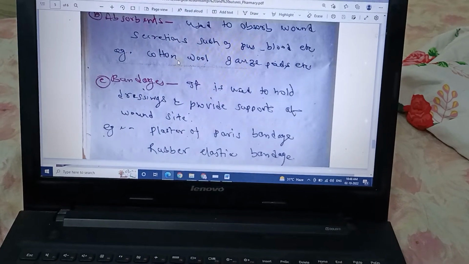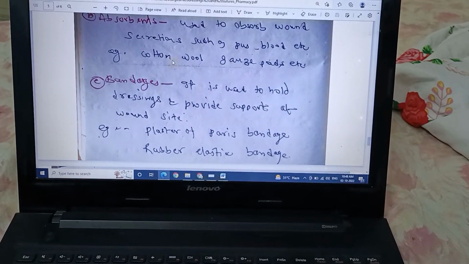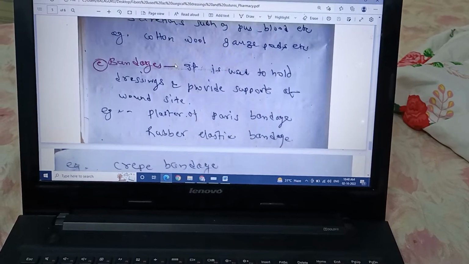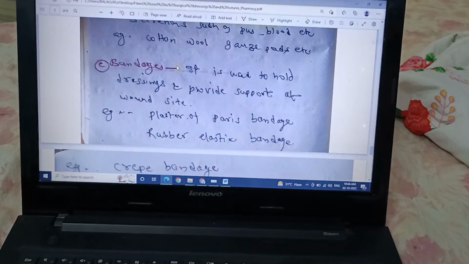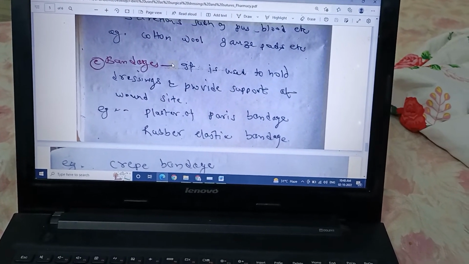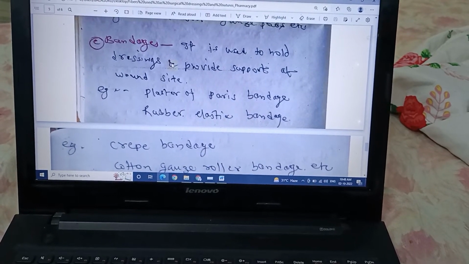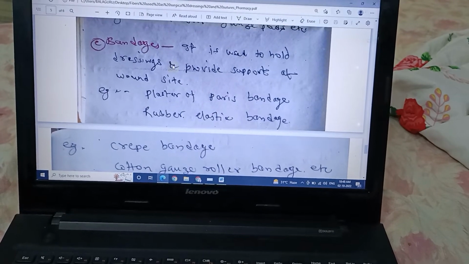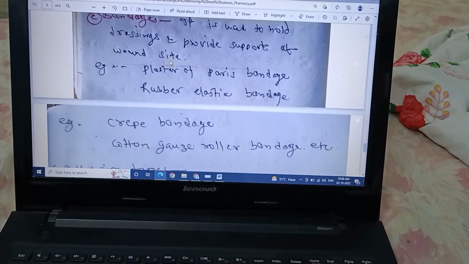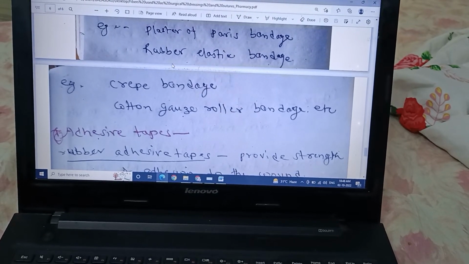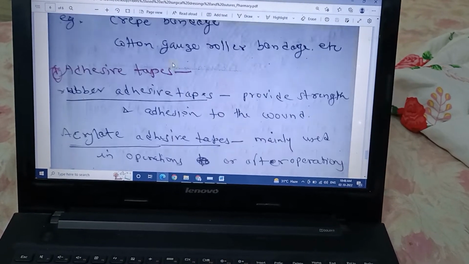The third one is bandages. They are used to hold the dressing and provide support at the wound site. Examples: plaster of Paris bandages, which are used if you have fractures, rubber elastic bandages, crepe bandages, cotton gauzes, roller bandages, etc.